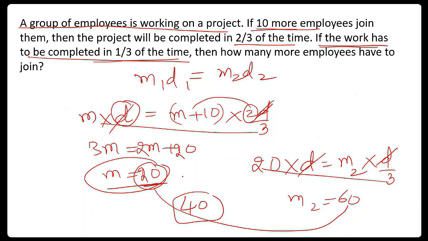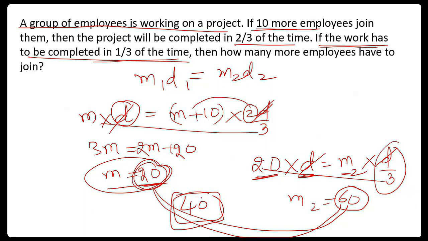So I'm not finding any mistake in my solution. If you find anything, please let me know. When there were 20 people, they took D time. Now, to finish it in one third, how many people are required? I got it as 60. So total 60 required. There are already 20, so to make 60, we need 40 people extra. This is what I got. Those who do not agree with my answer, let me know.